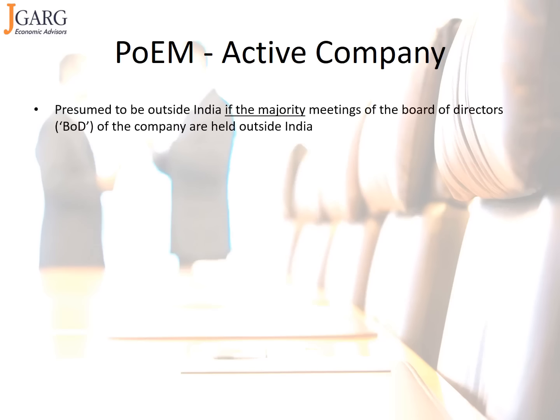Now, how will these guidelines apply on an active company? So in case of an active company, it will be presumed that the place of effective management is outside India if the majority of meetings of the board of directors of the company are held outside India. In such case we'll say the PoEM is outside India.